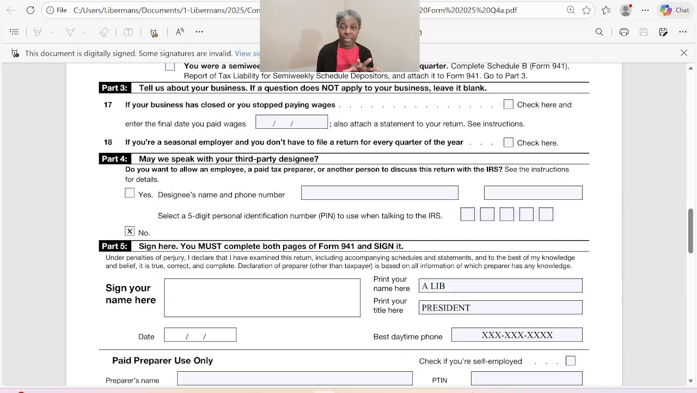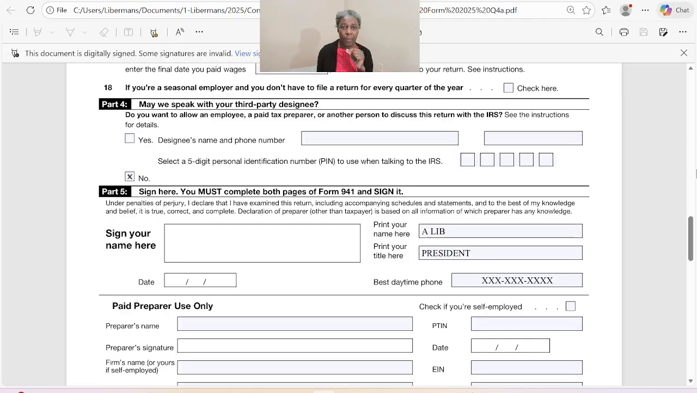So in this instance, we are going to leave a blank. Part 4, the IRS wants to know who you want them to contact if they have information or want to ask questions. Here I just say no. That means they can just come to you straight and ask you questions about it. If you want them to ask somebody else, then you have to put that person's name, phone number, and a PIN and check yes.